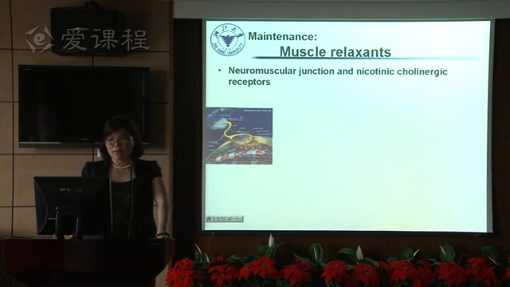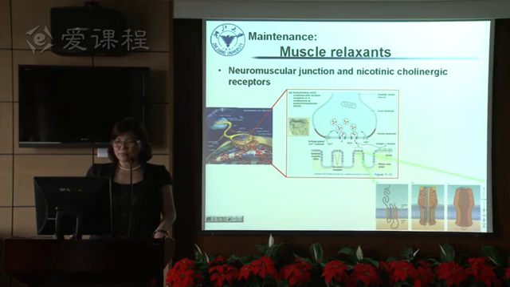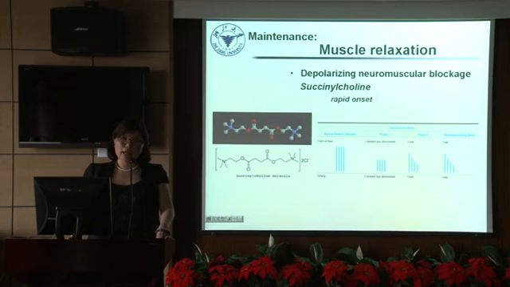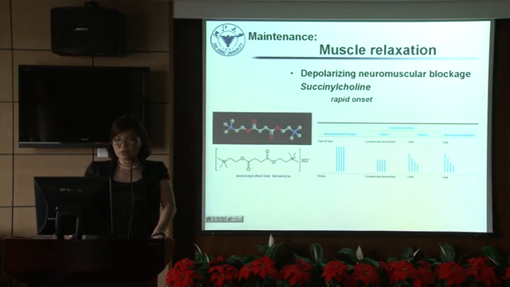For the maintenance of anesthesia, the muscle relaxants we commonly use are neuromuscular relaxants. Usually we have two types. One is depolarizing neuromuscular blockade. This is succinylcholine, right? And succinylcholine is usually used in the induction period of anesthesia. It has a very rapid onset, right?